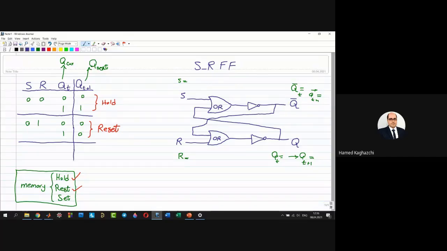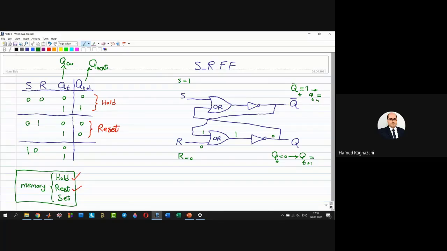Now, if my input changes from 0, 1 to 1, 0, what happens in the case where my Qt is 0 and Q bar is 1? In this case, my reset is 0, my set is 1. If Qt is 0, Qt bar will be 1. This 0, this Q comes here: 1, 0, output will be 1. This output will be 0.